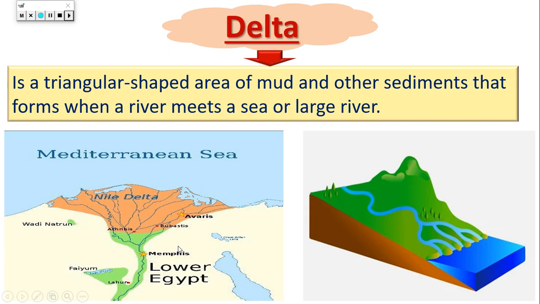So, as we said, a delta has a triangle shape, as you can see. So a delta is a triangle-shaped area formed of mud and sediments that forms when a river meets a sea or large river.